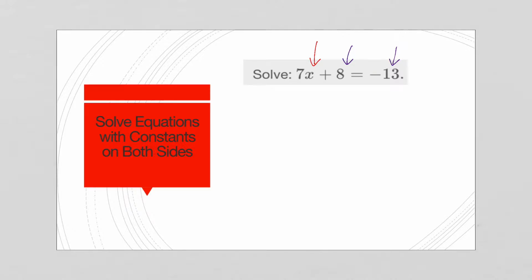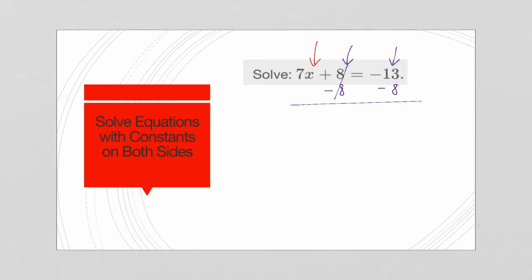You want to collect your variables on one side, it doesn't matter which side, and you want to collect your constant terms on the opposite side. So I want to move this 8 to the right-hand side. Now if I move the negative 13, I've just moved everything to the left-hand side of that equal sign. That's not helpful. So I want to move the 8. So I'm going to subtract 8 from both sides of the equal sign.